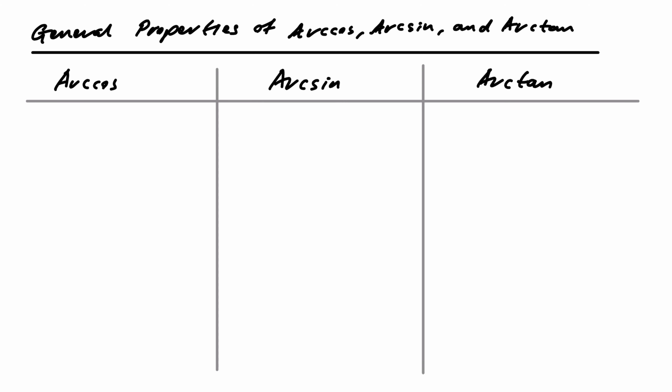Okay, so let's think about graphs. Now, these are all inverse functions, aren't they? And if they're inverse functions, then if I know what the graph is of the original function, I can graph the inverse by taking the reflection in the line y is equal to x. This is something we've studied in detail already. So let's start off with the restricted graphs, shall we? So the restricted graph for cosine is this, isn't it?